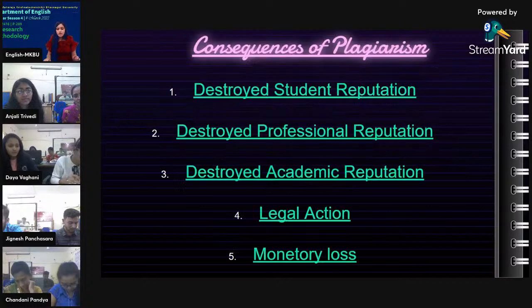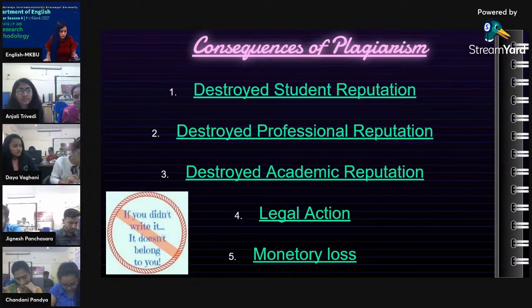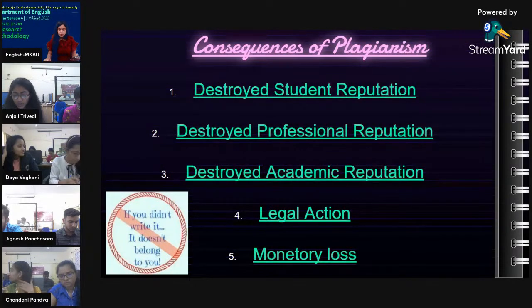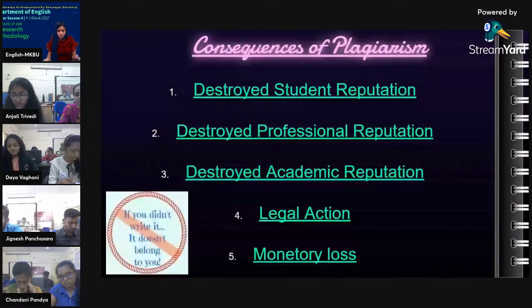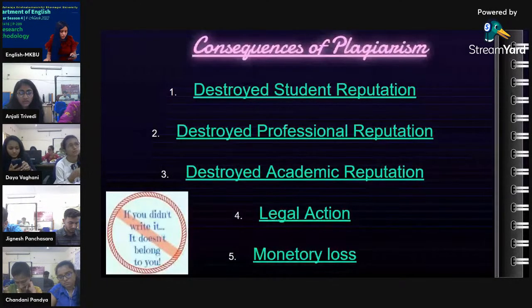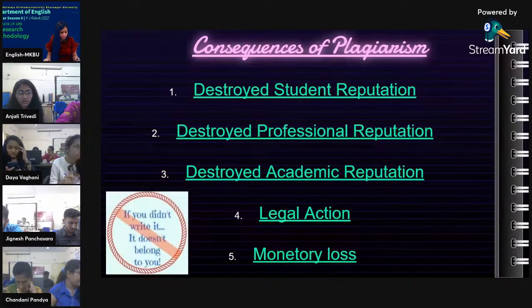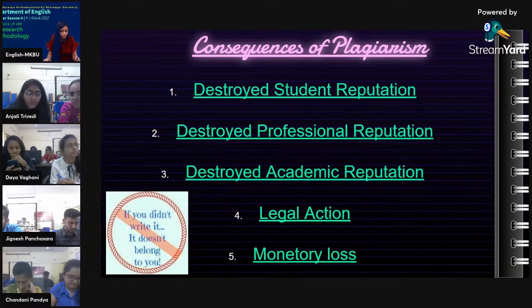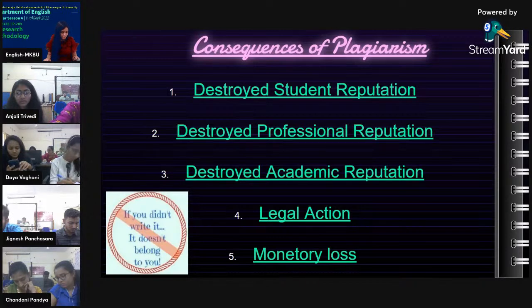Consequences of plagiarism. There are some consequences: damaged student reputation, damaged professional reputation, damaged academic reputation, legal action, and monetary loss. There are numerous consequences of plagiarism, and all are extreme, with the possibility of a lasting negative effect on the academic and vocational future of the student who has been found at fault for committing it.